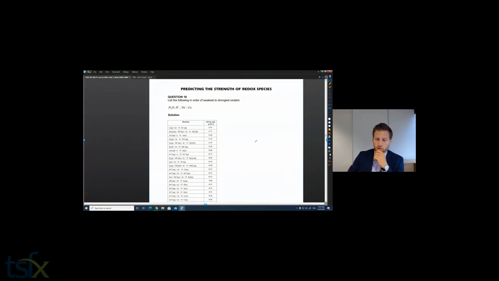List the following in weakest to strongest oxidant. So we go back, and it is confusing because oxidant means undergoes reduction, but causes oxidation.